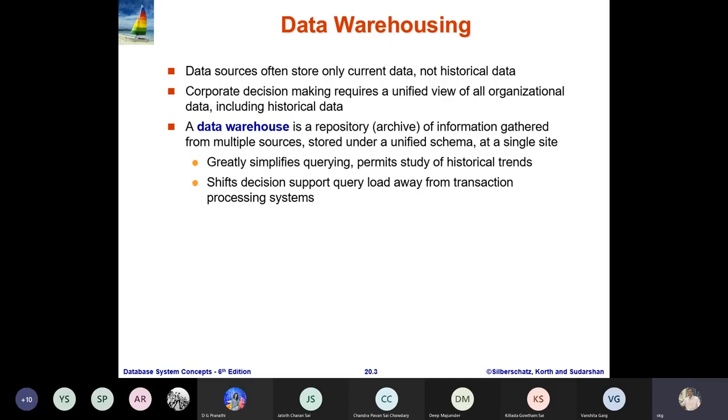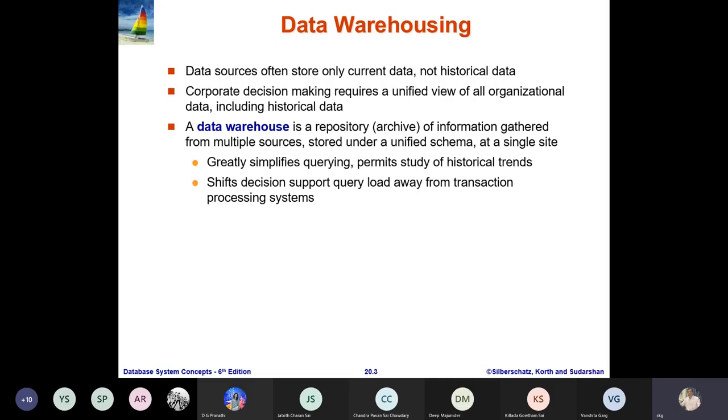So a data warehouse is a repository or archive of information gathered from multiple sources, including external sources, stored under a unified schema at a single site. These are logically at a single site. If you are storing over a cloud infrastructure it may be distributed, but what you look at is logically a single site. For a business, it is a single site.